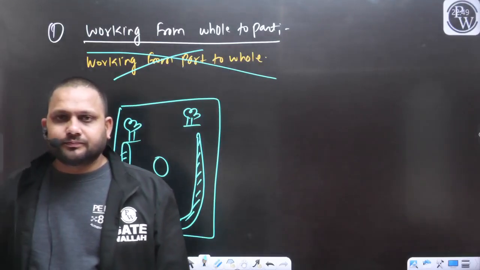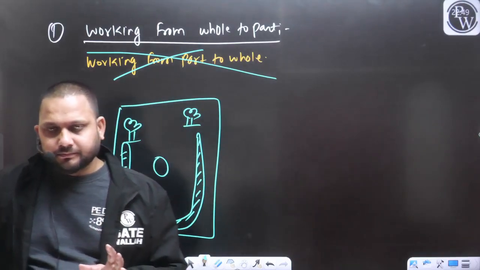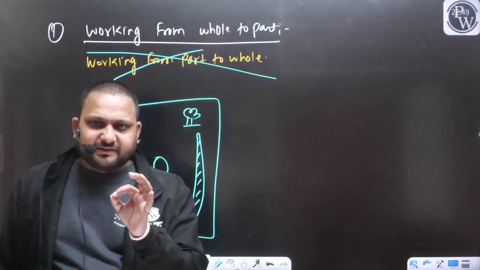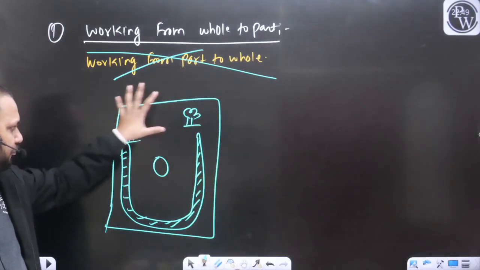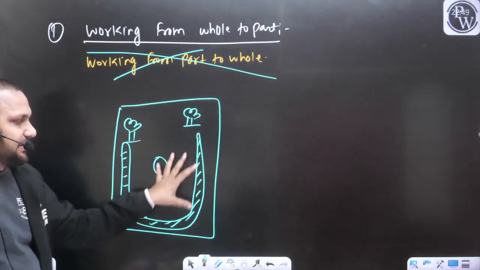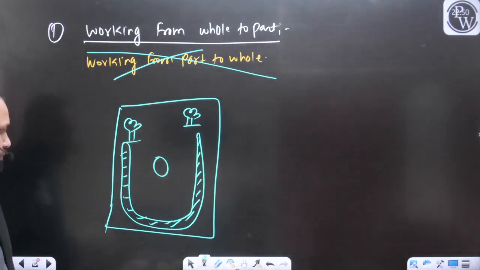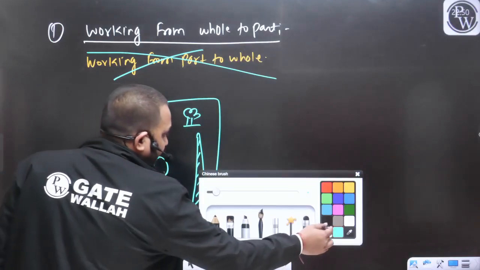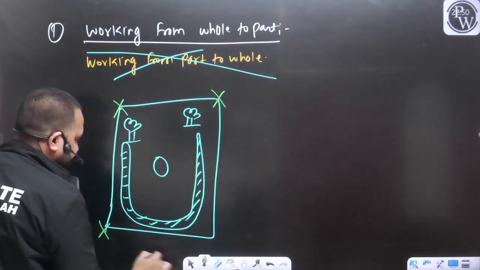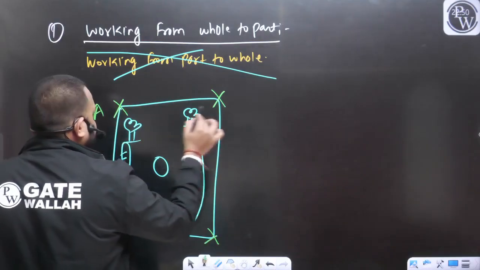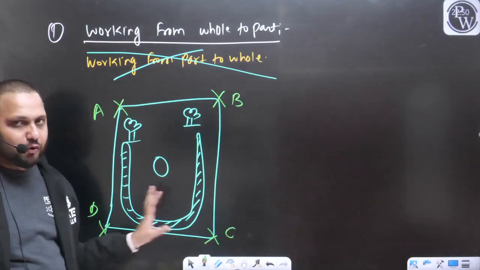Yes or no? The first principle of surveying says working from whole to part. So whenever you want to collect the data for any ground, any feature, first try to define accurately the boundaries of this feature. The first point is that you should define all these points accurately.